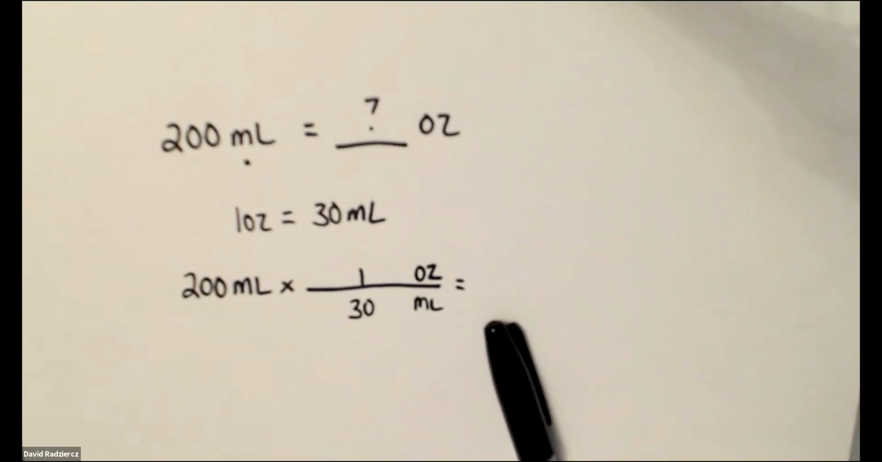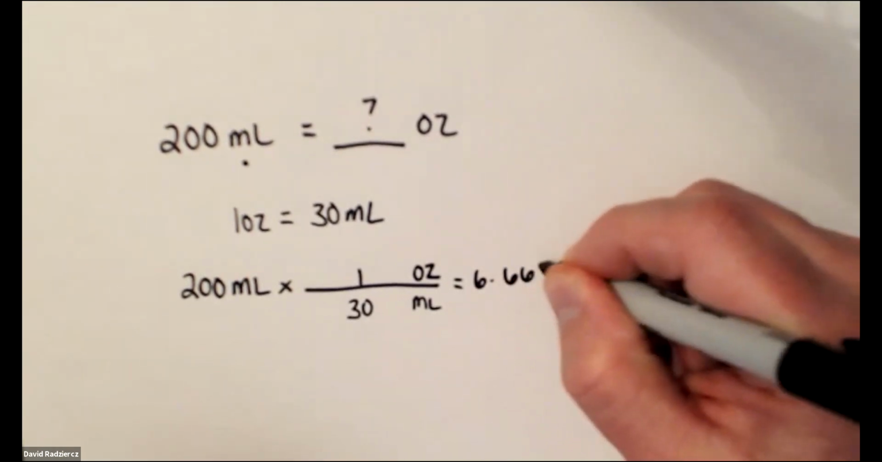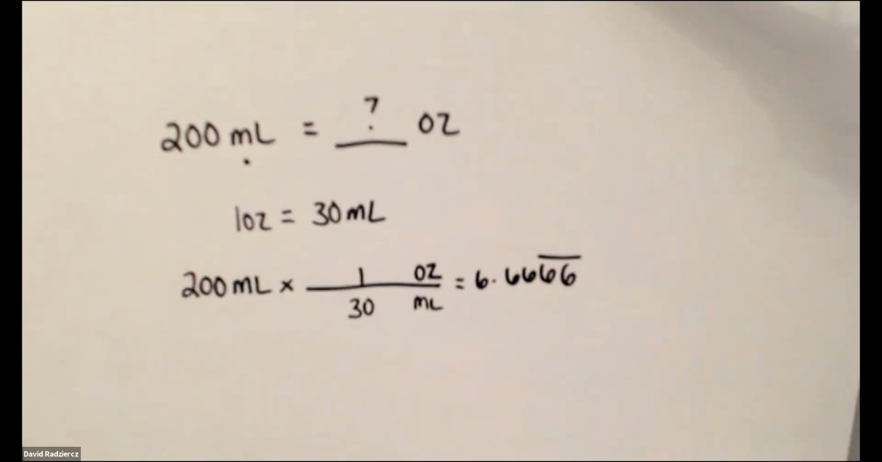And then I'm going to take my calculator. And that's the other thing. You will have a calculator on your test. Okay. So you'll be able to use a calculator. So I type in 200 divided by 30, and I get 6.6666, and then it just keeps on repeating.